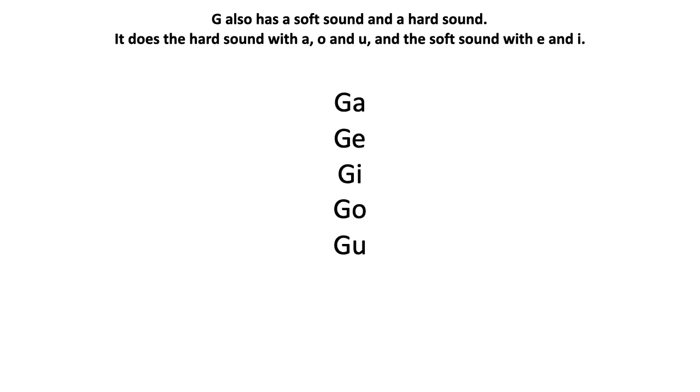So let's read this. Remembering that we need to do the hard sound G with A, O, U, and the soft sound G with E and I. Okay, so it goes like this. Ga, ge, gi, go, gu.